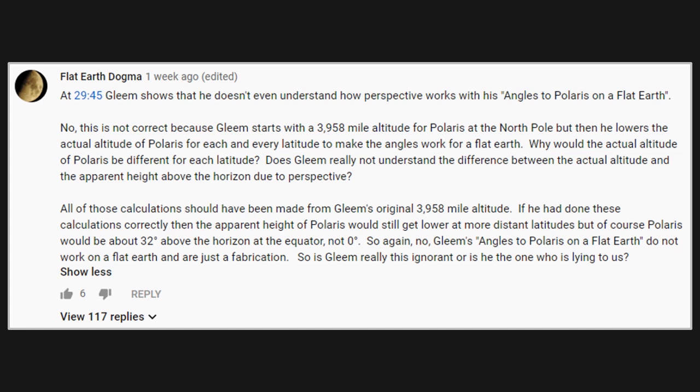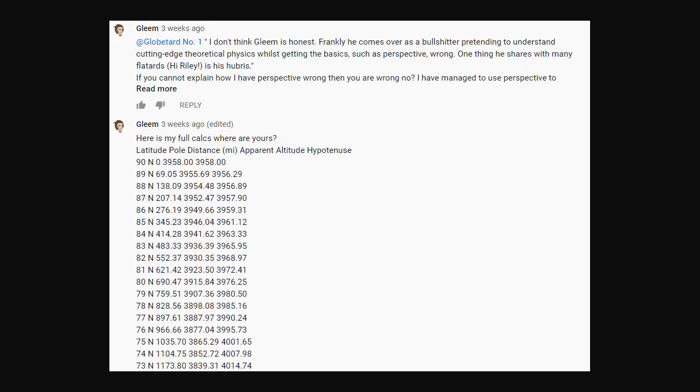Well, when I woke up in the morning, there were already about 40 replies, and Gleem was in hot debate with 5 other globers who were basically saying the exact same thing. Here's an example from Globetard number 1. "I don't think Gleem is honest. Frankly, he comes over as a bullshitter pretending to understand cutting-edge theoretical physics whilst getting the basics such as perspective wrong. One thing he shares with many flat-tards, hi Riley, is his hubris." And Gleem replies, "Here is my full calculations, where are yours?"